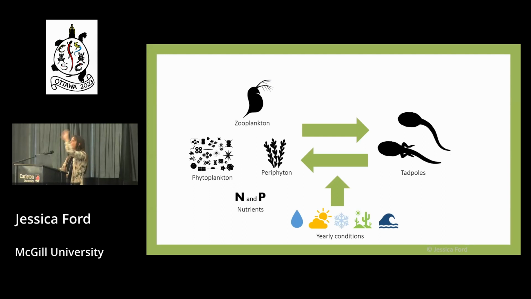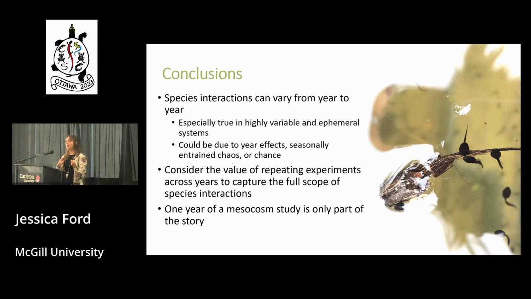So my simple question of what do tadpoles do turns out wasn't so simple. So species interactions can vary from year to year. This is especially true in highly variable and ephemeral systems. It could be due to year effects, seasonally entrained chaos, or just by chance. And we really need to consider the value of repeating our experiments across multiple years to capture a full scope of species interactions. This isn't just noise. It's a feature, not a flaw.